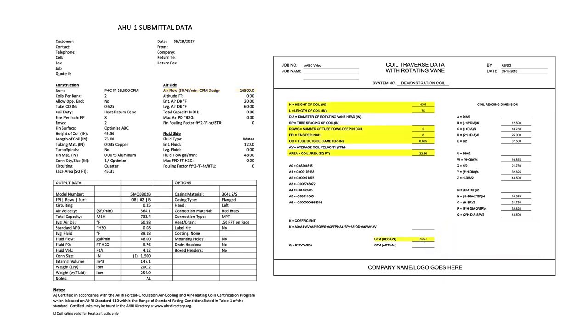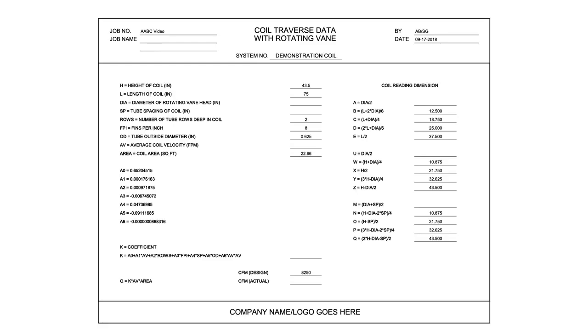The coil traverse data with rotating vane form has been populated with the AHU-1 submittal data. Next is to verify the submittal data while in the field, and to complete the form by measuring the diameter of the rotating vane head and tube spacing of the coil. Then the coil reading dimension data on the right will be automatically calculated. This data will be used to measure and mark the coil for the standard velocity reading locations and the offset velocity reading locations.